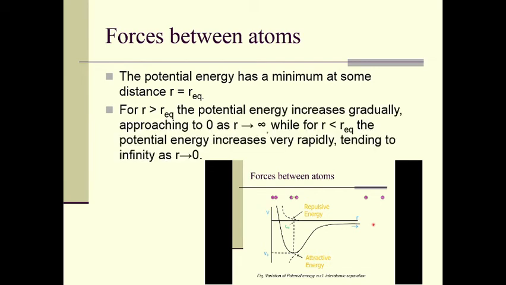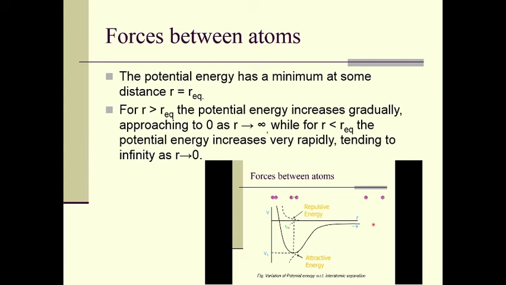that at R equal to R equilibrium the potential energy has a minimum, right. For R greater than R equilibrium, that means on the right hand side of R equilibrium, the potential energy increases gradually approaching 0 as R tends to infinity. That means when the separation between two atoms tends to infinity, the two atoms are infinitely far away from each other. In that case the potential energy gradually increases and approaches 0.